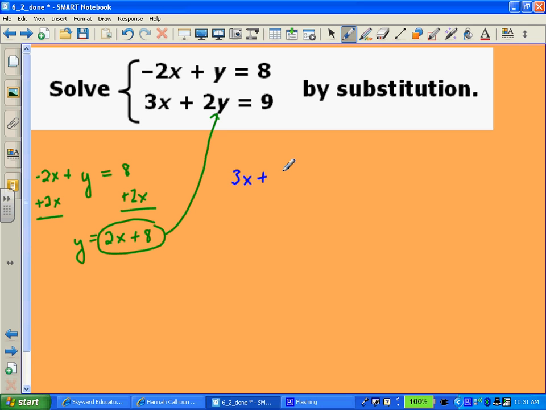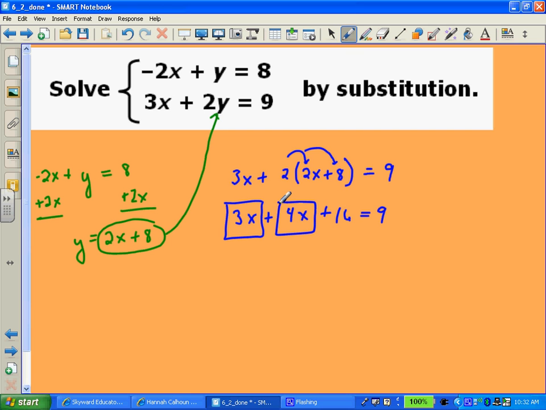So then I have 3x plus 2 times 2x plus 8 equals 9. So then once again I have to distribute. So then I have 3x plus 4x plus 16 equals 9. So if I combine like terms, 3x and 4x, I get 7x plus 16 equals 9. I've got to subtract 16.